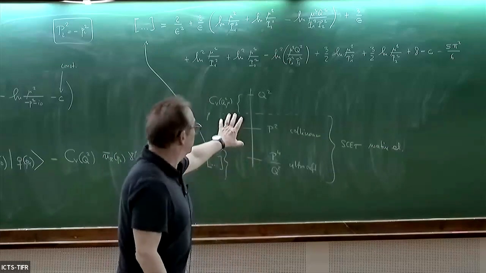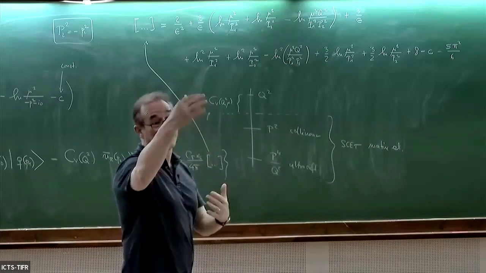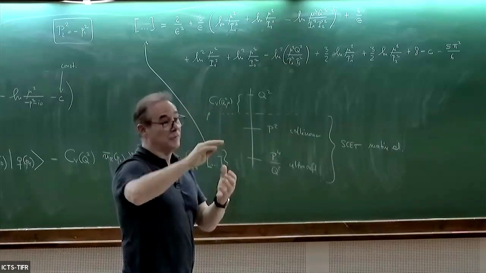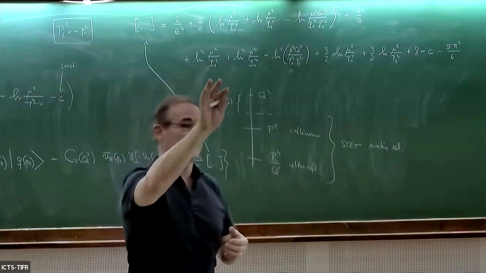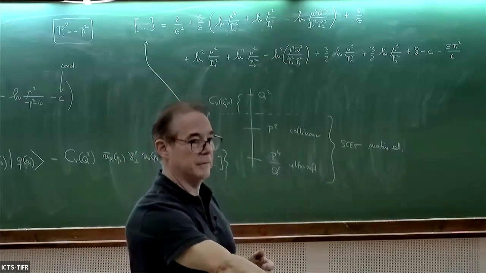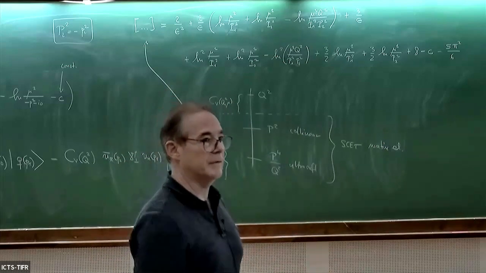This is not a complete factorization yet, right? Because we have three scales. It's not enough to factorize hard from the rest. We have to factorize hard from collinear, from soft, ultrasoft. Then we have complete factorization.